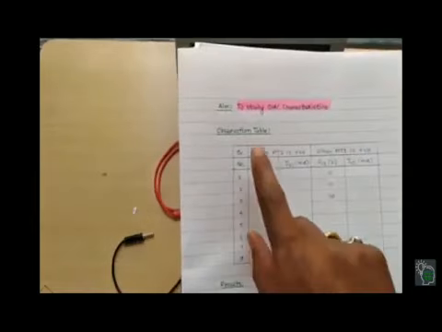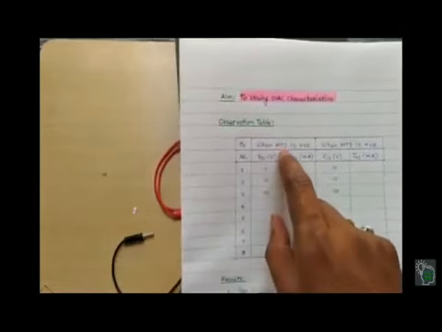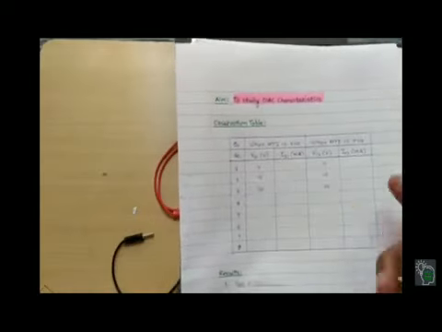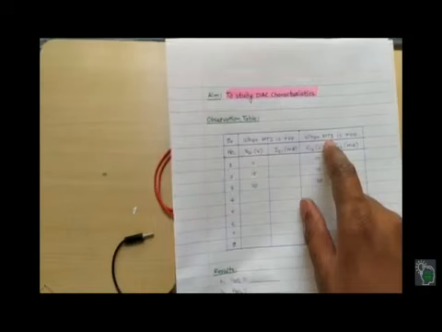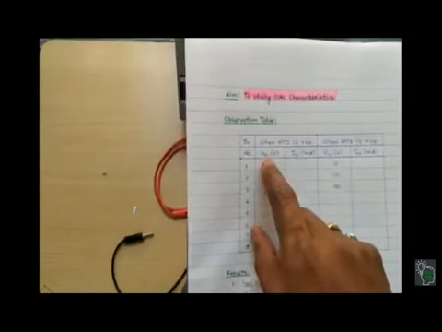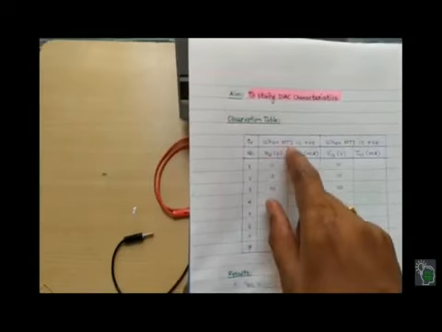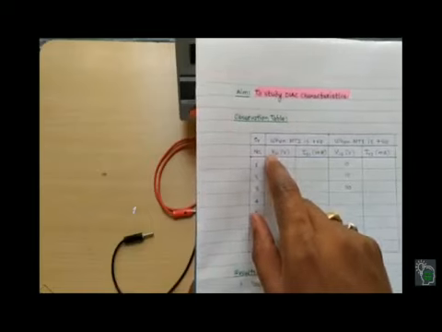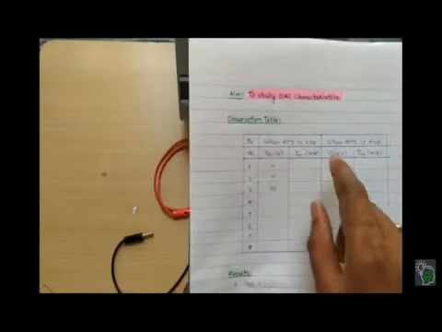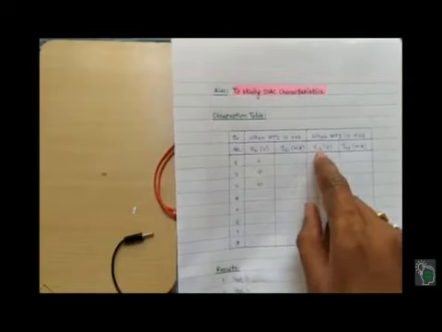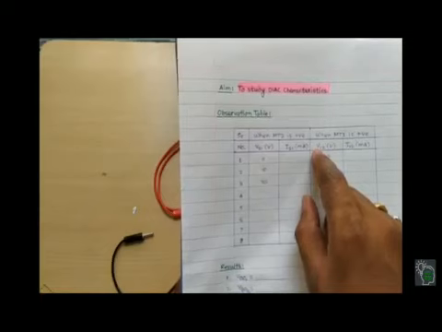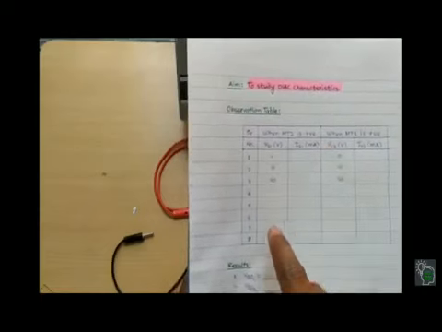This is the observation table for when MT2 is positive. Then we are calculating the V21 and I21. When MT1 is positive, then V12 and I12 we are calculating. Here we are taking the difference of 0 volt, 15 volt, 30 volt, because Diac is turning on at 34 to 36 volt, so we are taking the voltage difference around 15 volt, 0 volt, 15 volt, 30 volt.